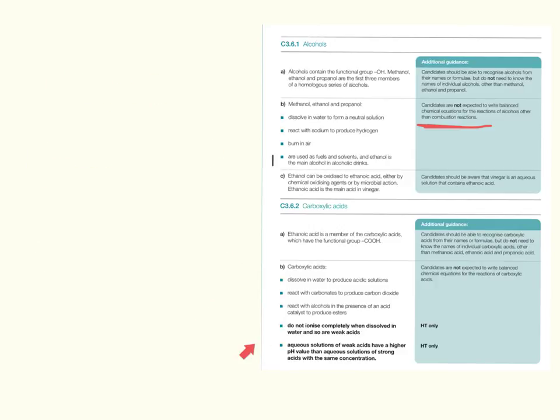Okay, last bit on this page. Notice this is higher tier only, so this definitely applies to you if you're sitting higher tier. It says carboxylic acids do not ionise completely when dissolved in water, and so are weak acids. And then aqueous solutions of weak acids have a higher pH value, so we mean closer to 7, than aqueous solutions of strong acids. So this is really easily explained.